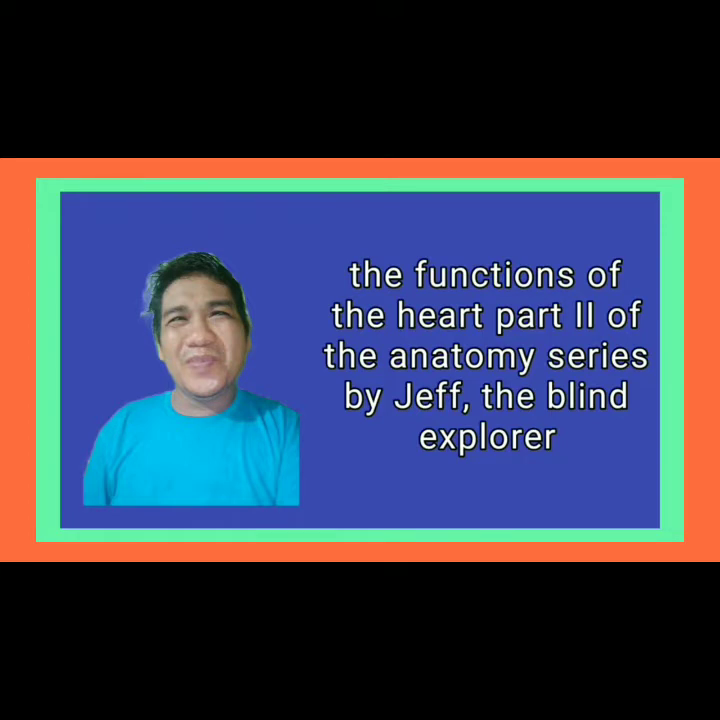Atrioventricular or AV valves are located between the atrial and ventricular chambers on each side, and they prevent backflow into the atria when the ventricles contract. Bicuspid valves. The left AV valve, the bicuspid or mitral valve, consists of two flaps, or cusps, of endocardium. Tricuspid valve. The right AV valve, the tricuspid valve, has three flaps.